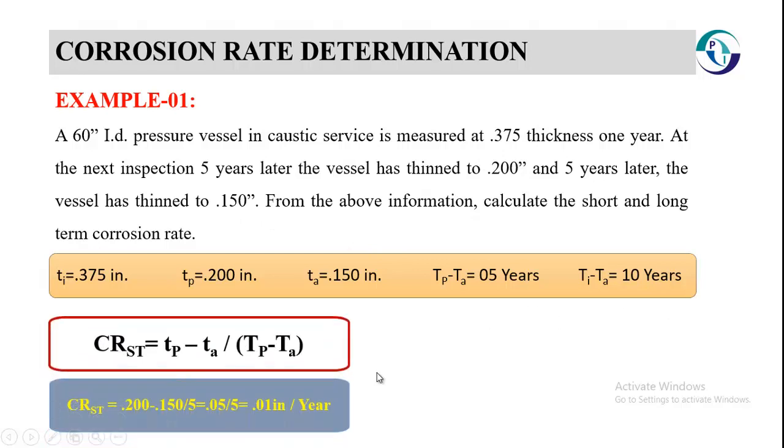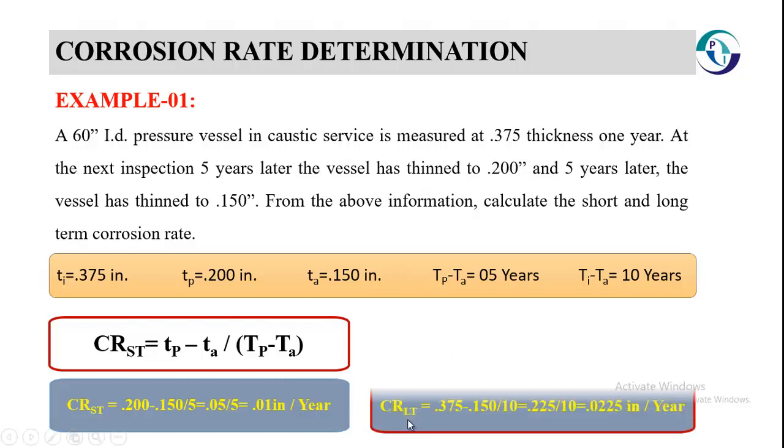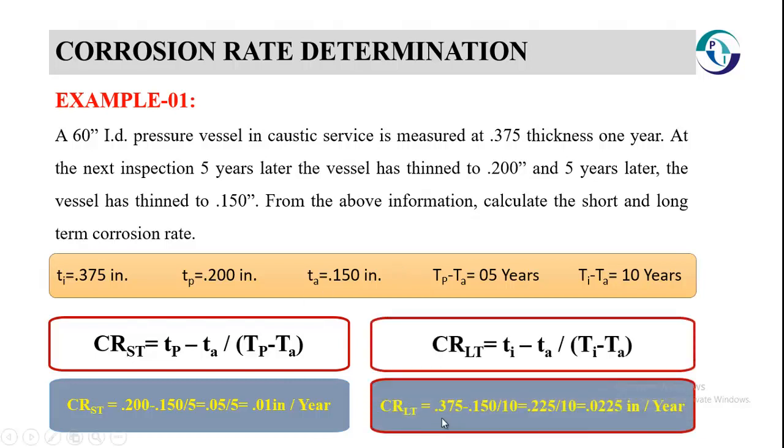So we will put all our data in the relevant formulas. This is the short-term corrosion rate formula, and after putting the values in and evaluating them, the value for the short-term corrosion rate is 0.01 inch per year, and for the long-term corrosion rate the value is 0.0225 inches per year.